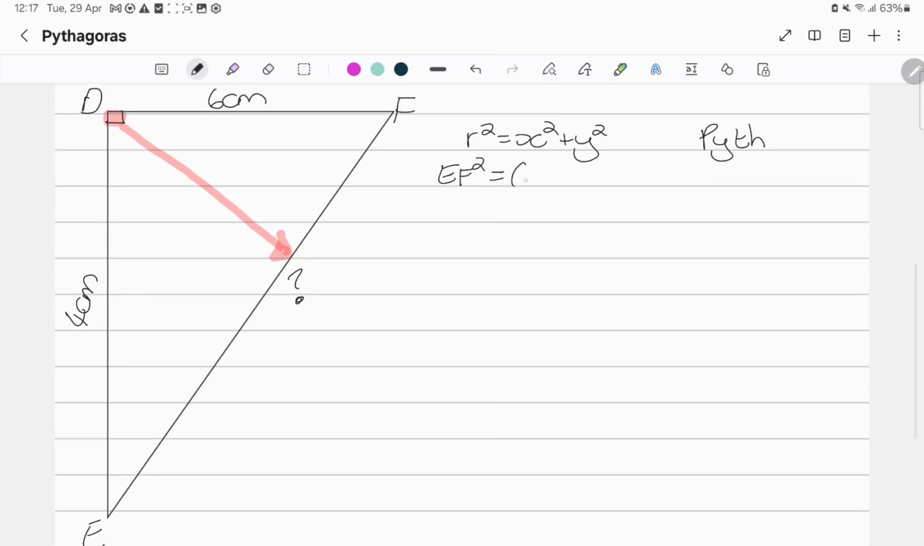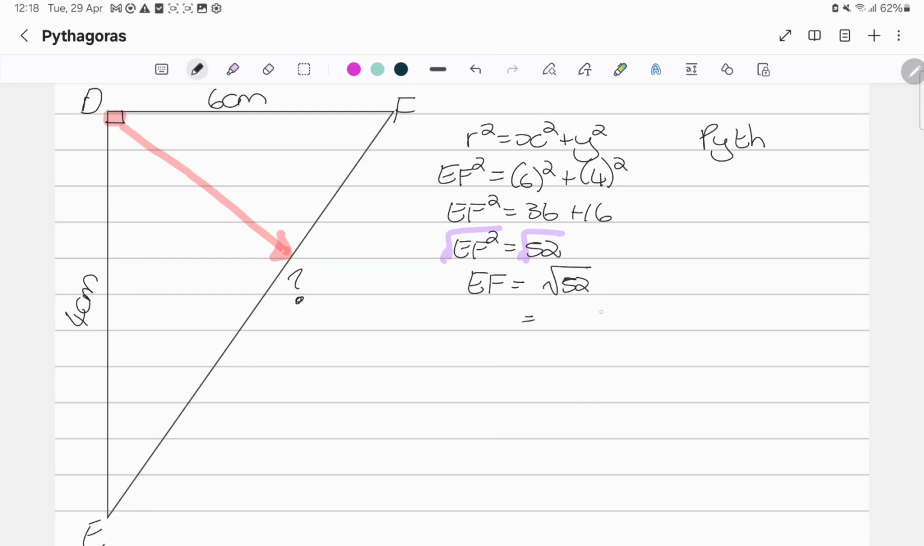My x value is 6. My y value is 4. So this is going to give me 36 plus 16, which then gives me 52. And remember, to get rid of this square, I have to put both sides into a square root, which then gives me EF is equal to the square root of 52. Or if you put it into your calculator, it will simplify it for you, and then you will get your final answer.